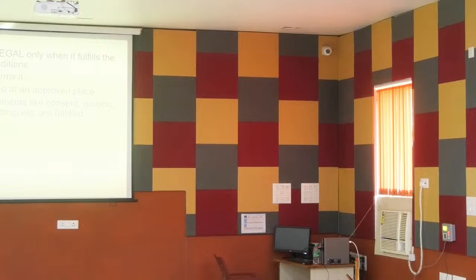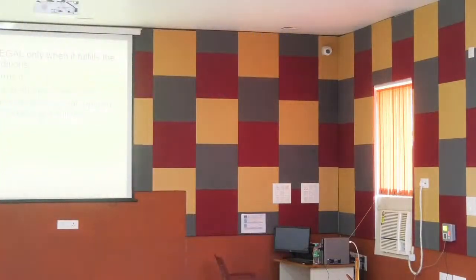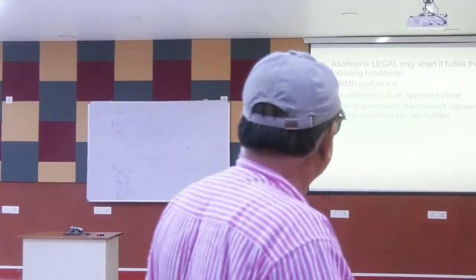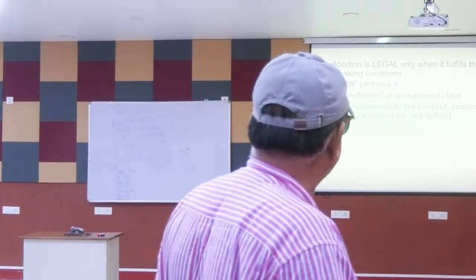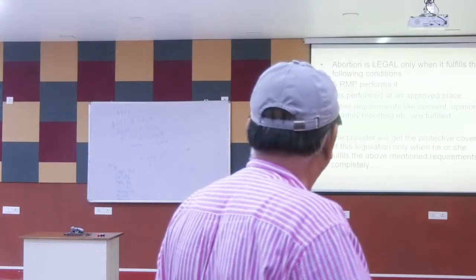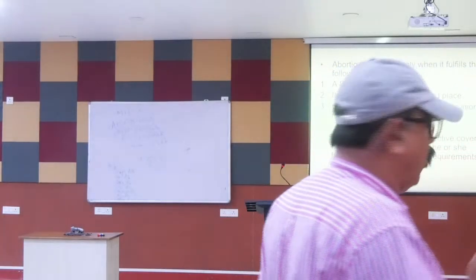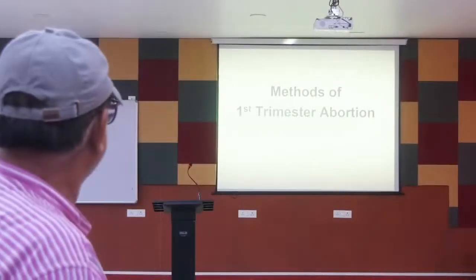Abortion is legal only when it fulfills the following. A registered medical practitioner, this RMP is not a QOC. This is a registered medical practitioner with the authorized degree. When you pass out, you'll have an authorized degree. It is performed at an approved place, and other requirements: consent, opinion has to be taken. The provider will get the protective cover of legislation. These are all the legal part, so you have to be very careful.